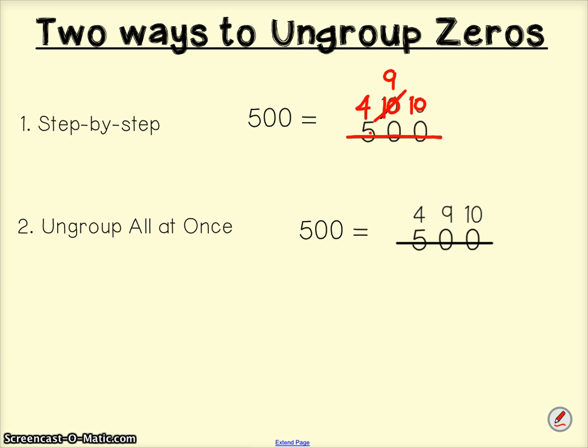Or you could use the ungroup all at once method. When I do that, again I see there's zeros in the tens and the ones place, so I'm going to have to borrow from the hundreds. If I borrow 100, that's going to leave me with 400. I'll have to have 9 sticks because I'll need 10 ones cubes. Two different ways to ungroup when you're working with zeros: step by step or ungroup all at once.